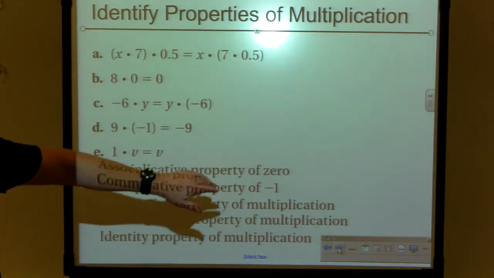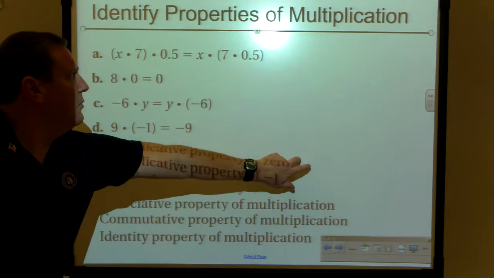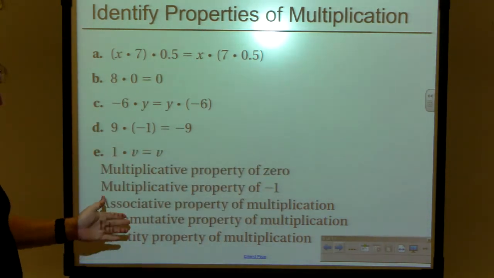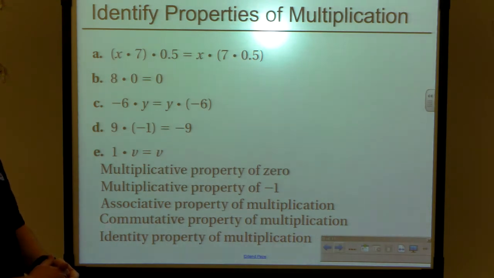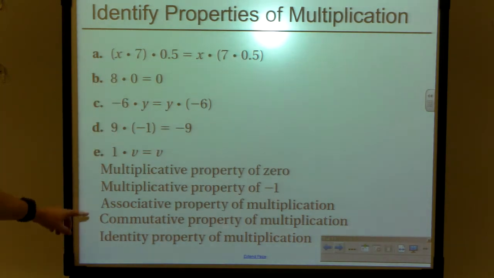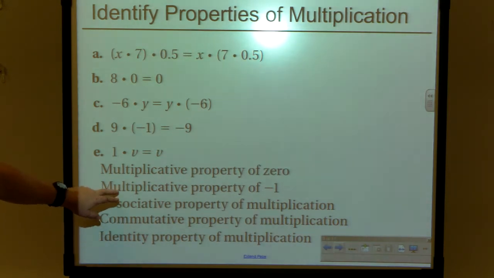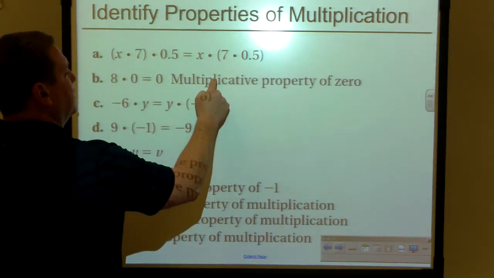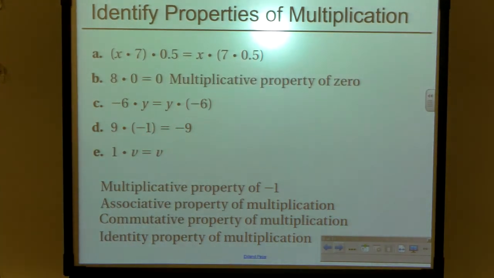Identify the property of multiplication. If you want, you can go ahead and pause the video for a moment, take a look at these, and then try to match them up with these down here. Okay, the first thing I'm going to do is notice that there's a times 0 here. That's the 0 property rule. So I'm going to look through here and see if I can find that. And there it is right there, multiplicative property of 0, sometimes referred to as the zero product rule.